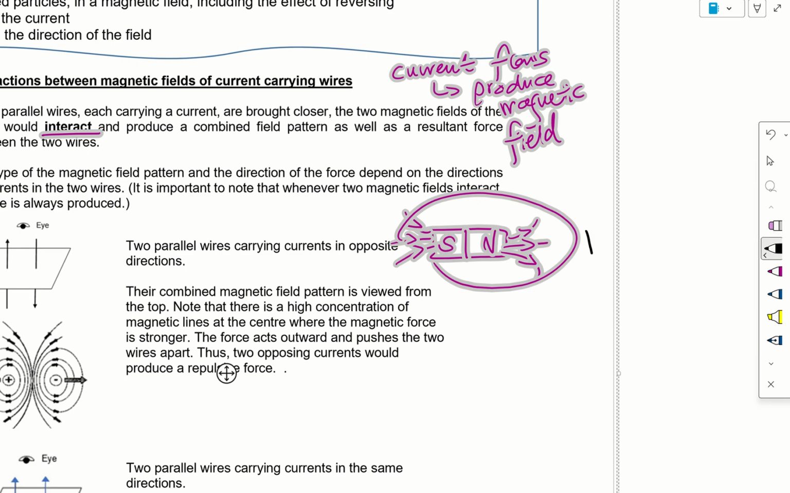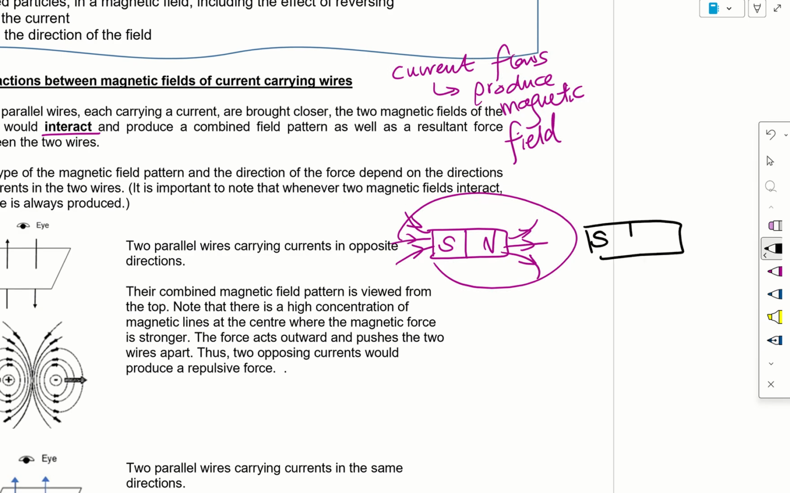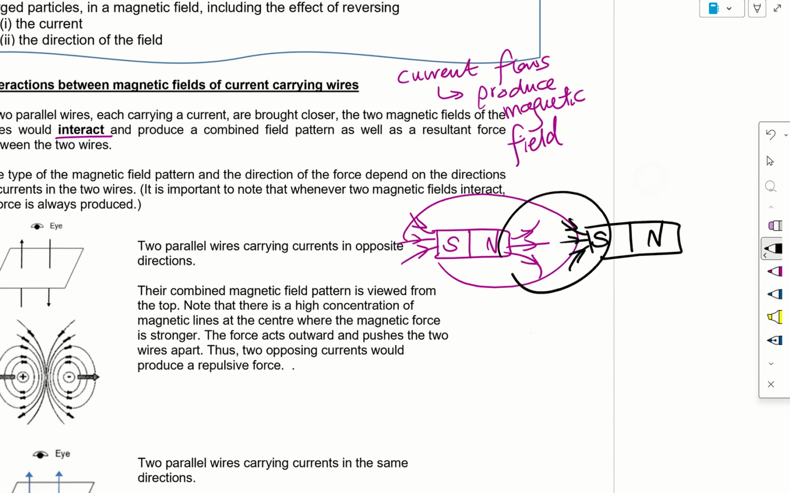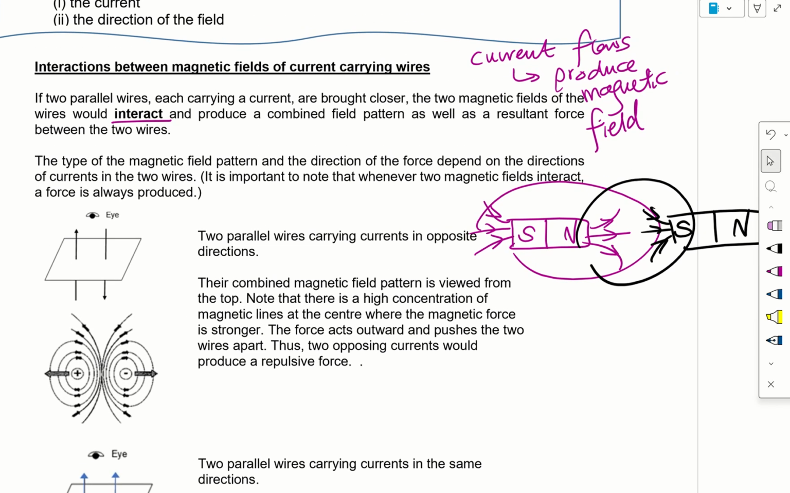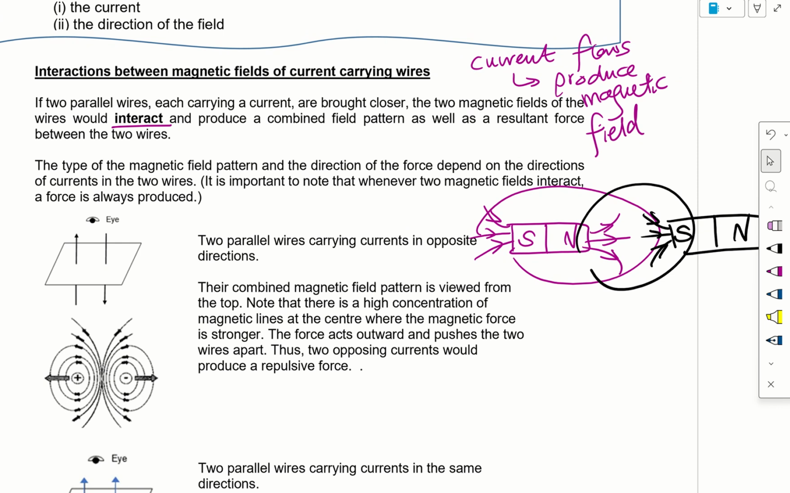However, if I were to put another magnet near it, so this is south and north, again there will be magnetic fields produced, and because the field lines will interact with one another, it results in a resultant force, whereby the two magnets will either attract or repel. So similarly, our current carrying conductors are acting like magnets, because they are able to produce magnetic fields. Hence the name of this chapter is electromagnetism.